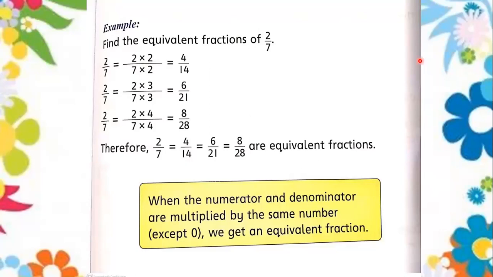Just look here. Now when we multiply 2 upon 7 by 4, we get the answer 8 upon 28. Here, these all fractions are equal to each other. So that's why we say that these fractions are equivalent fractions. 2 upon 7 is equal to 4 upon 14, is equal to 6 upon 21, is equal to 8 upon 28. All these fractions are equal to each other because they have the same proportion of the shape.